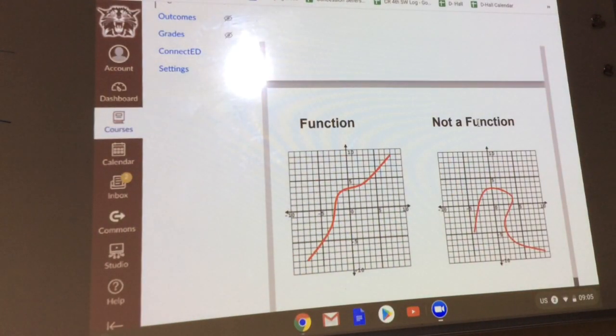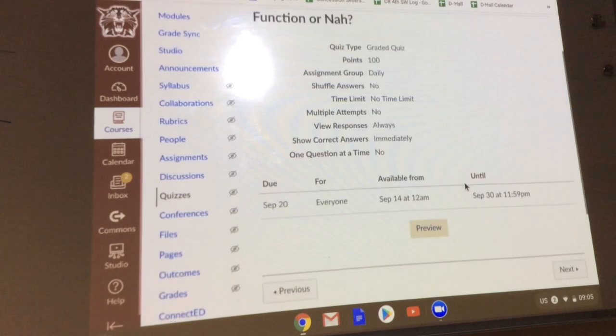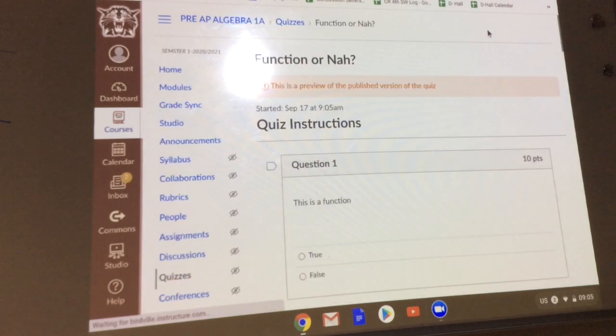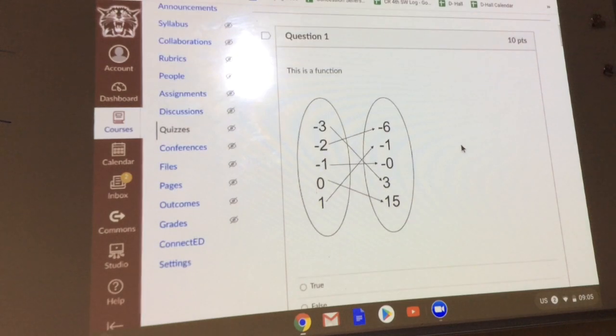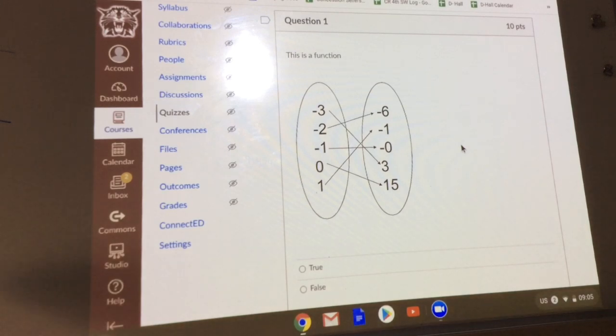Let me talk about the quiz with you real quick. So this is a 10-question quiz. Don't start it yet. I don't want you to get ahead. I just want you to see it with me so you don't have any questions. I have put images on here. And all you are doing is telling me this is a function, true or false. Do you understand? That is literally all you're doing.